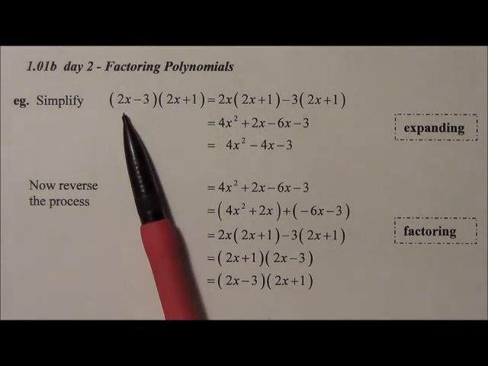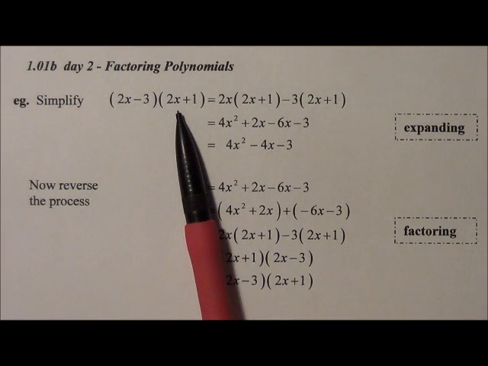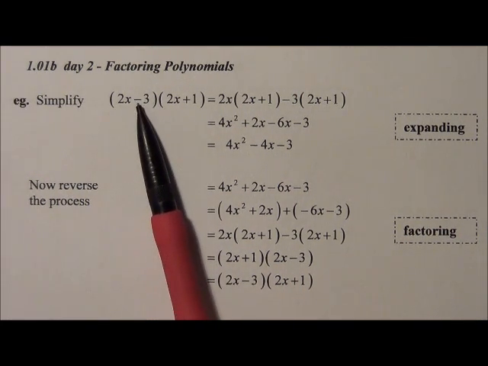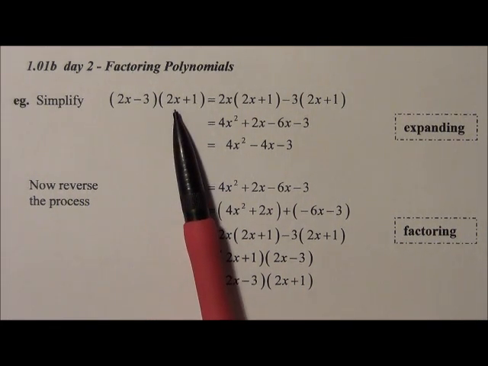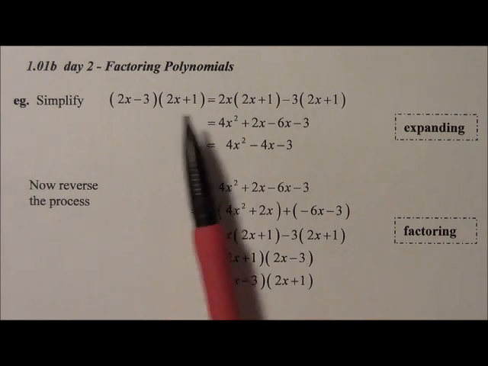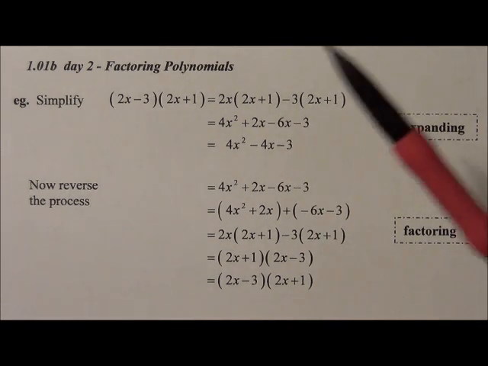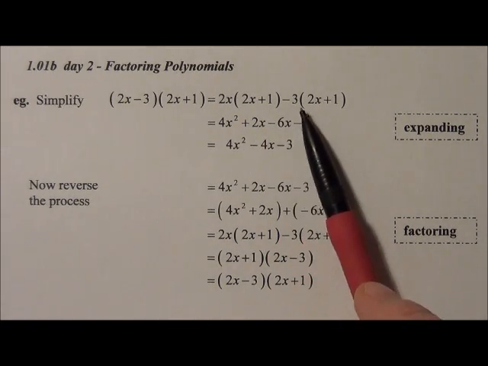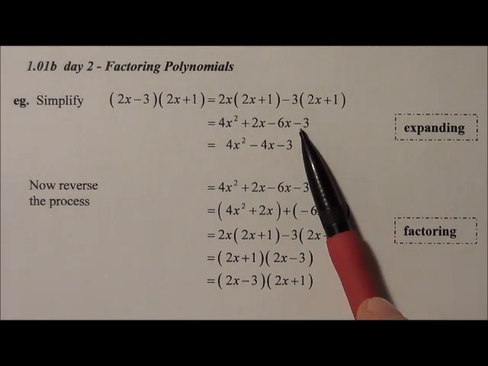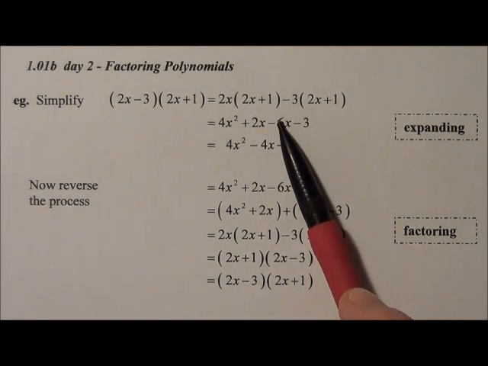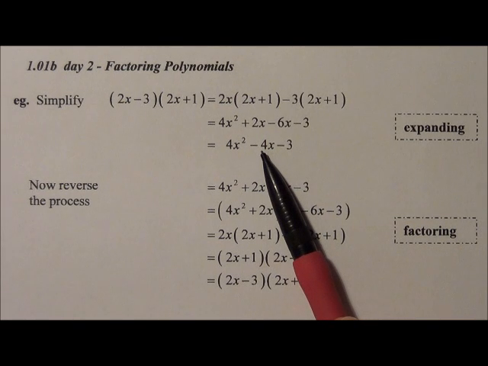It's the opposite. So if we have 2x minus 3 times 2x plus 1, we have both terms of the first bracket multiplied by both terms of the second bracket, so we have 2x times 2x plus 1 here, and then negative 3 times 2x plus 1 here. We expand that out, so we get 4x squared plus 2x, and then minus 6x minus 3, and we group the two middle terms together to get negative 4x.